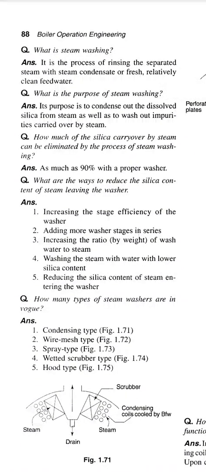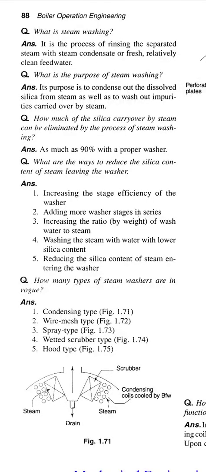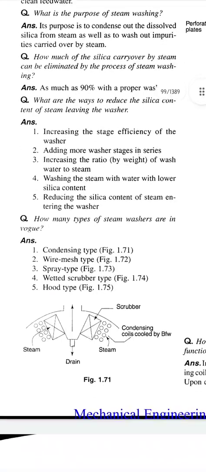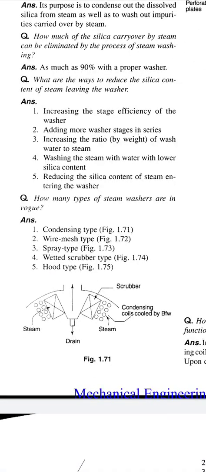Question: what are the ways to reduce silica content of steam leaving the washer? Answer: increasing the stage efficiency of the washer, adding more washer stages in series, increasing the ratio by weight of wash water to steam, washing the steam with water with lower silica content, reducing the silica content of steam entering the washer. Question: how many types of steam washer are in vogue? Answer: condensing type, wire mesh type, spray type, water scrubber type, hood type.